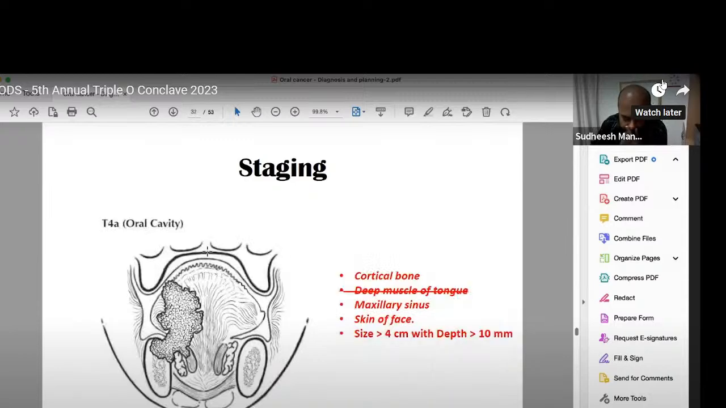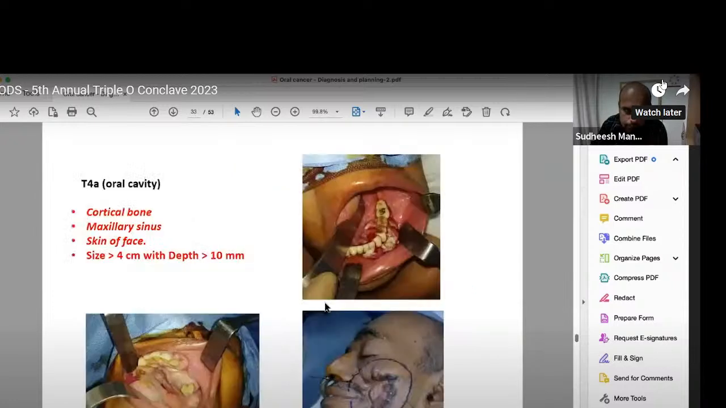So T4A is when the lesion involves the bone, cortical bone of mandible or maxilla, skin of the face, or size more than 4 centimeter and depth is more than 10 millimeter. Then it is staged as T4A.